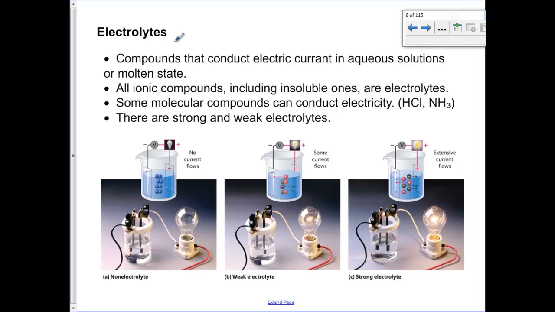Basically, electrolyte means that it can conduct electrical current. I have no idea why I spelled it with an A. Current, with an A, is like a BlackBerry current. Okay. If something is capable of conducting electricity, it's called an electrolyte.